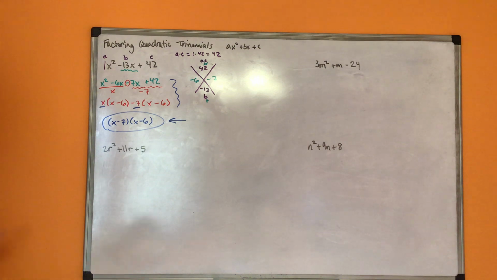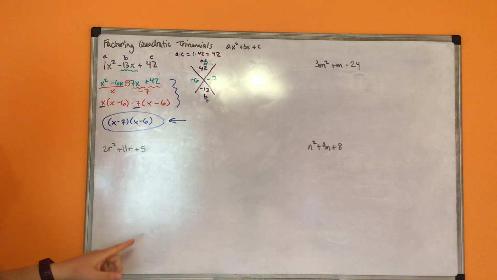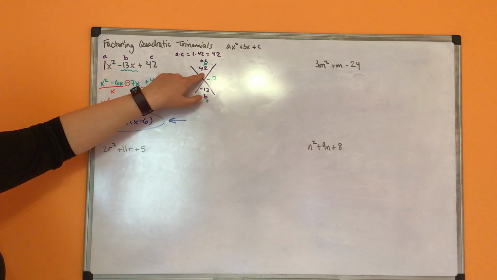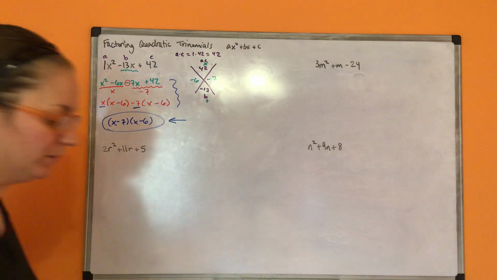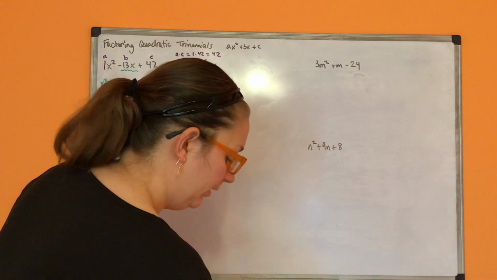Let's try a few more. Nothing gets any different. It's going to be the same process every time. And I will not give you any numbers where your AC is going to be larger than 100. So you don't have to worry about doing like giant 3-digit or 4-digit numbers. So let's try another one.